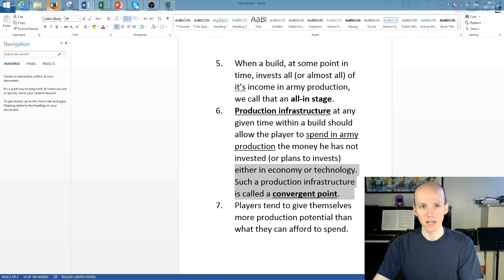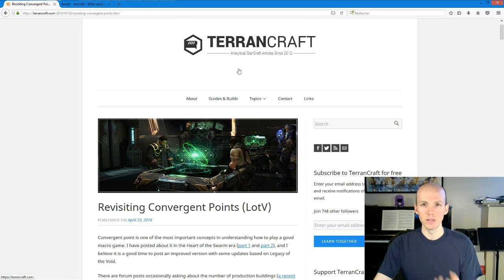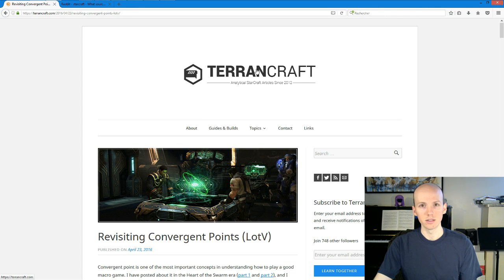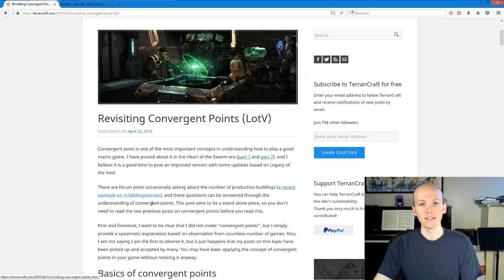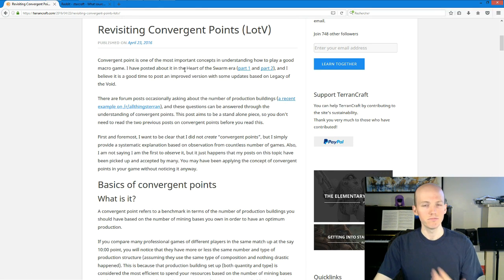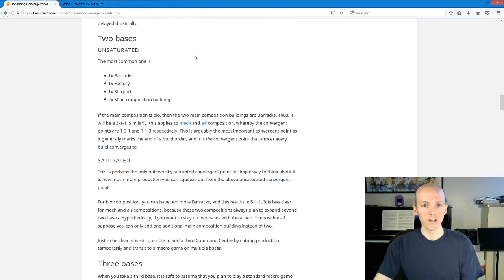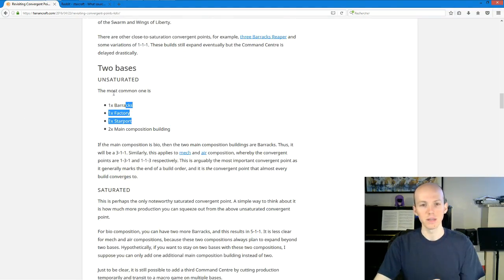Now, convergent point is not a concept I invented. There is this website called Terrancraft that's been founded by a player called Maxilicious. He's a Team Liquid author. He first published an article about a convergent point in 2013, I believe. And he's also published an updated article about this idea just in 2016, so just last year. And yeah, he just explains pretty much everything I've just said in his own words. And he also goes on to show you some typical convergent points used by pro players.